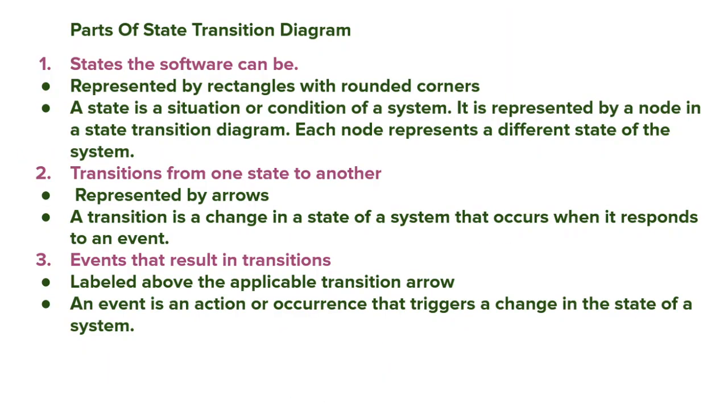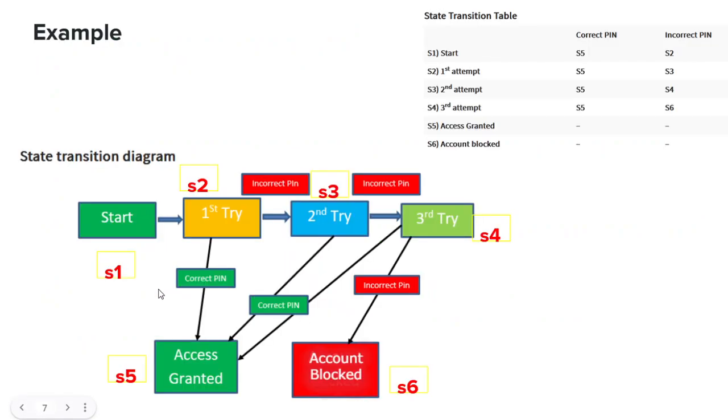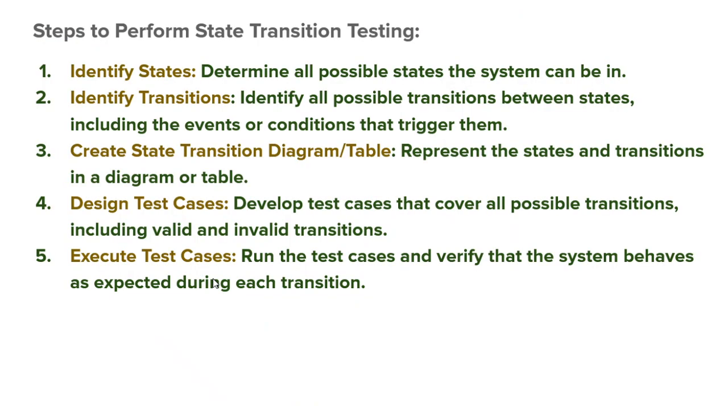Then we have to label above the applicable transition arrow the events that result in transitions. If you see, on the arrow we have to place the event. So this arrow is a transition, and on this arrow we have to mention the event which causes that transition.